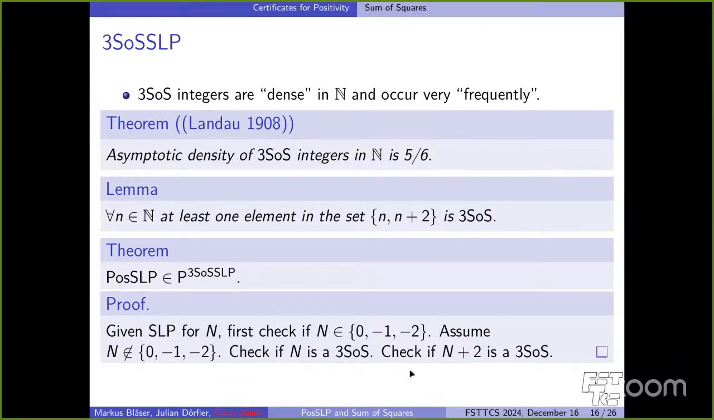You say yes. And then you check whether, after that, n plus 2 is a sum of 3 squares or not. And if it is, then you say yes, my integer n is positive, right? Because we cannot make a mistake: if n is not in this set, then either it's less than minus 2 or it's bigger than 0. If it's less than minus 2, then both n and n plus 2 cannot be a sum of 3 squares, right? So we always can verify positivity of an integer using an oracle for sum of 3 squares.